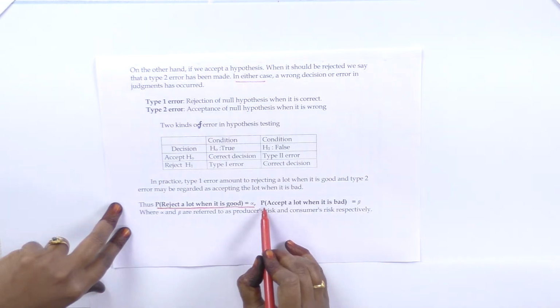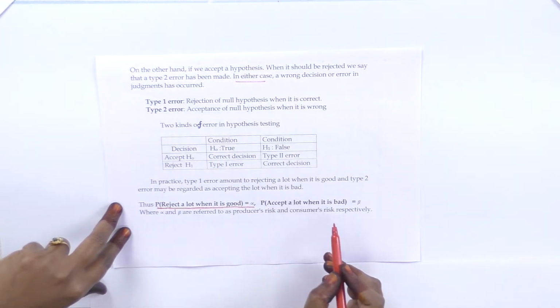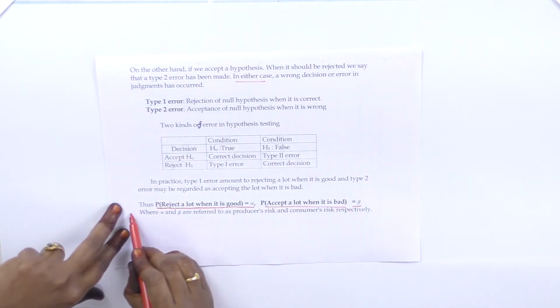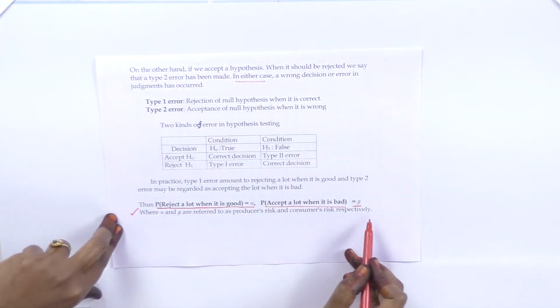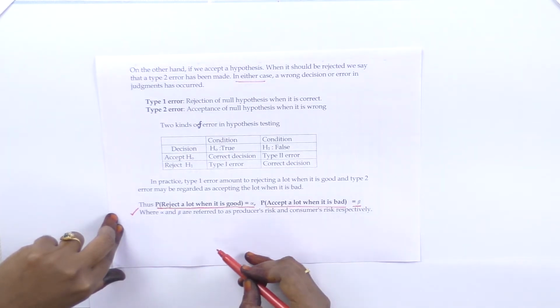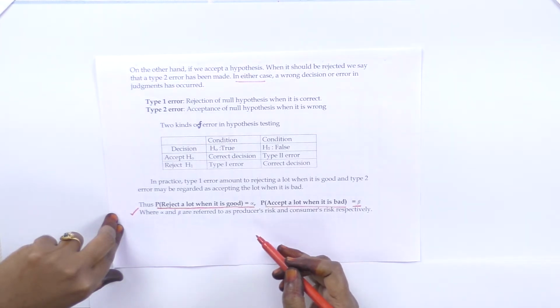Second one, the probability of accepting a lot when it is wrong or when it is bad is denoted by the letter beta, that is consumer risk, where alpha and beta are referred to as producer risk and consumer risk respectively. Producer risk means rejecting a lot when it is good. Consumer risk means accepting a lot when it is bad.